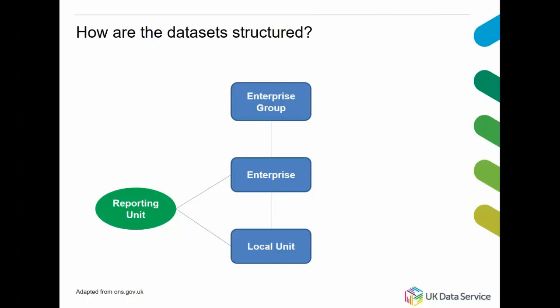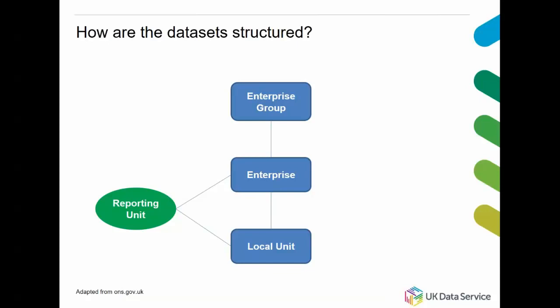Enterprise group, a group which owns a number of companies and makes the legal and financial decisions about its companies. Not all companies belong to an enterprise group though. The enterprise can be thought of as a company. And the local unit is a premise belonging to the company, where some economic activity occurs. These are also called plants. An example is a retail outlet, another one is a factory.